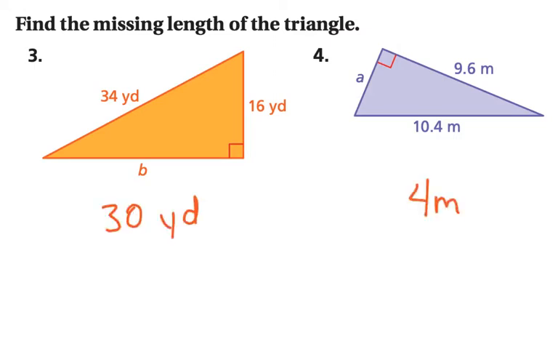So here you go. For number 3, you should have found that b was 30 yards, and for number 4, a should have been 4 meters. Let me know if you had a lot of trouble there or if you have major confusions. Otherwise, you're ready to move forward.